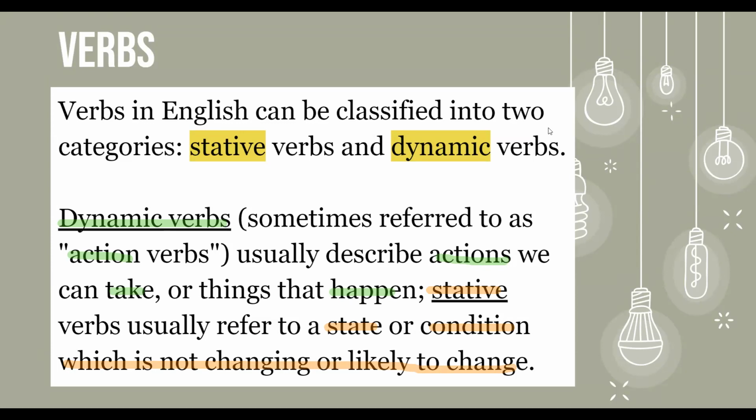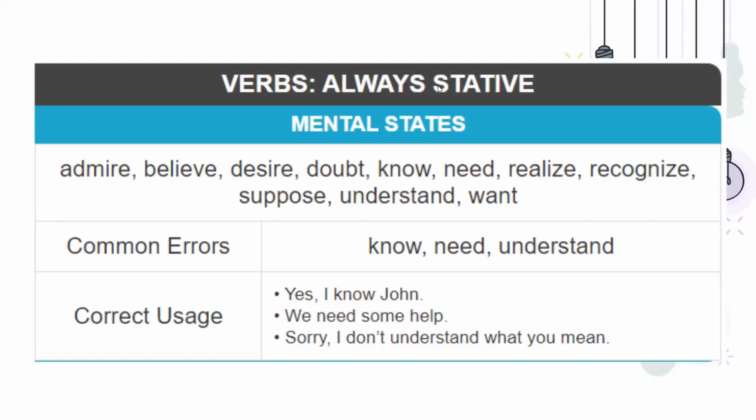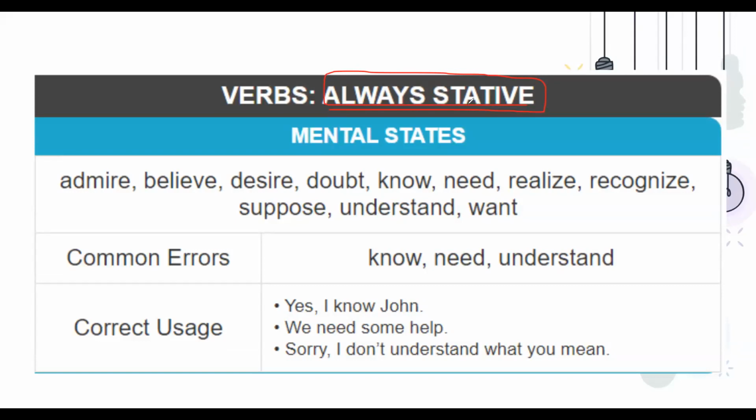Okay, so for example, these verbs, the ones that I'm going to list to you, they're always stative. So they always refer to a situation that is not going to change, and therefore we cannot put these verbs into the present continuous. Okay, so no present continuous, only present simple. For example, admire, believe, desire, doubt, know, need, realize, recognize, suppose, understand, and want.